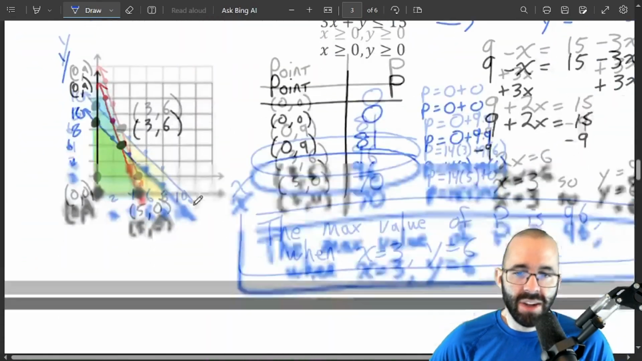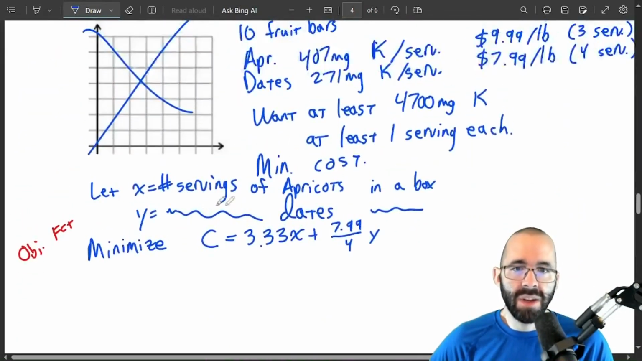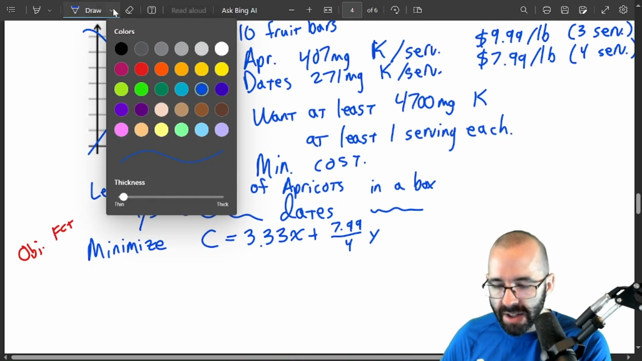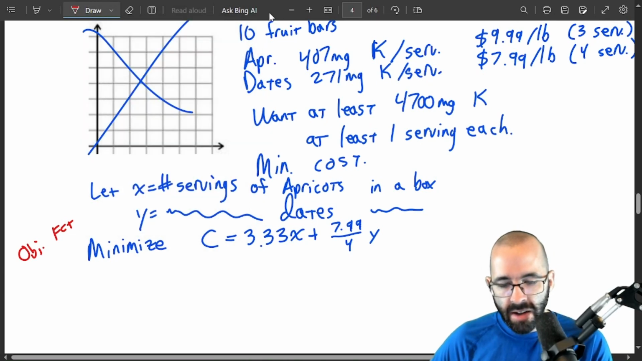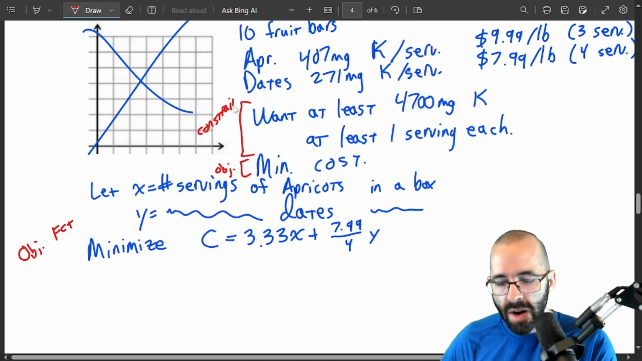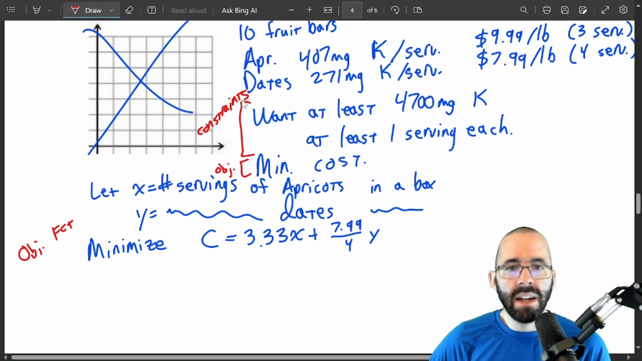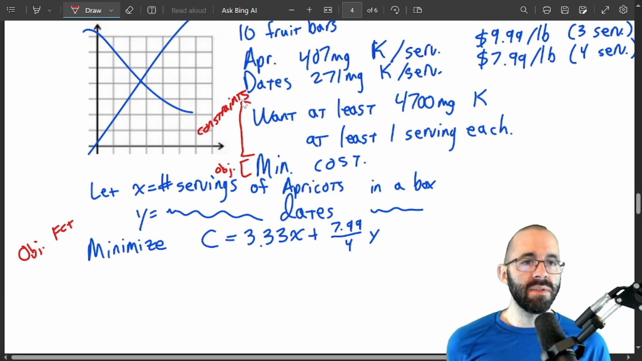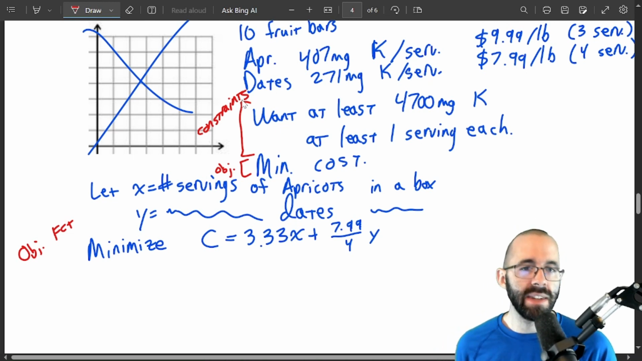Now let's write the constraints in words and an equation. So in words, we already did that, right? Our constraints are right here, right? This is our objective function. These are our constraints, the requirements. We need at least 4,700 milligrams of potassium, and we need at least 1 serving of each. How can we write those as inequalities?